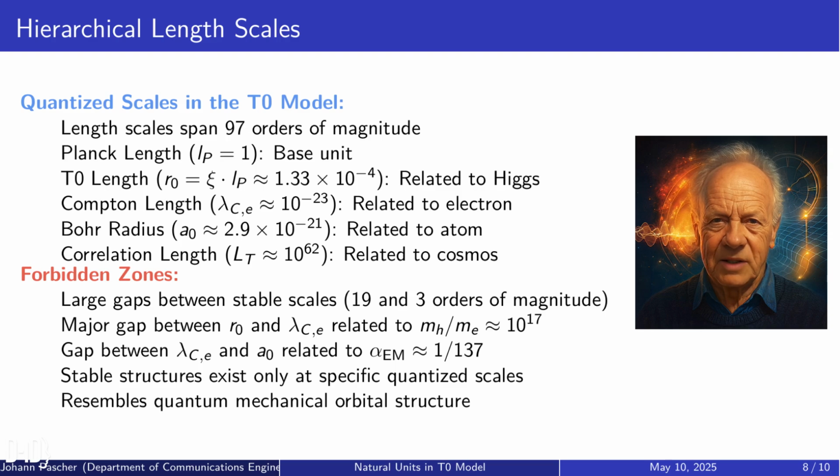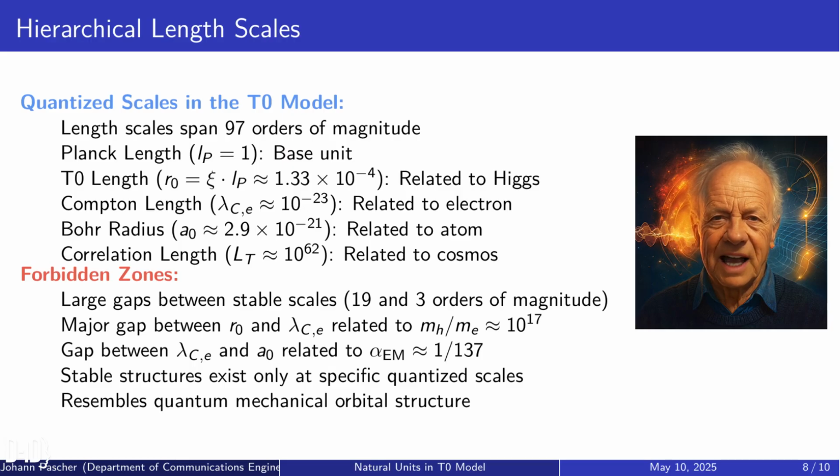The T0 model organizes length scales in a hierarchical, quantized way spanning 97 orders of magnitude. The Planck length serves as our base unit, equal to 1. The T0 length is approximately 1.33 times 10 to the negative 4, related to Higgs parameters. The Compton length of the electron is approximately 10 to the negative 23. The bow radius is about 2.9 times 10 to the negative 21. And the correlation length at the cosmic scale is roughly 10 to the positive 62.